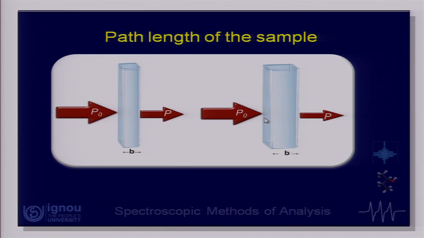So essentially what happens is you have radiation coming in, and this is a material which is going to absorb. This is my sample holder, radiation is coming. When it goes through this, it meets a number of molecules, and those molecules absorb radiation, and this comes out of it.